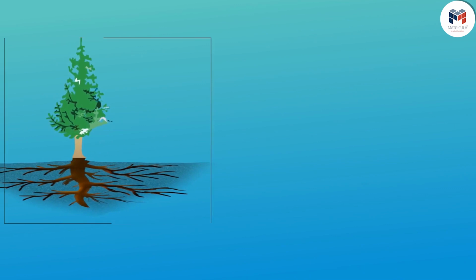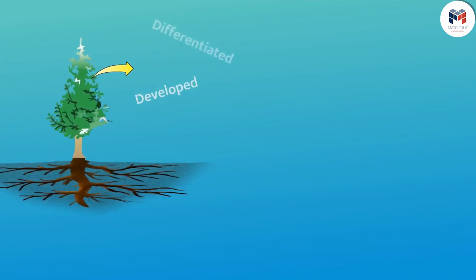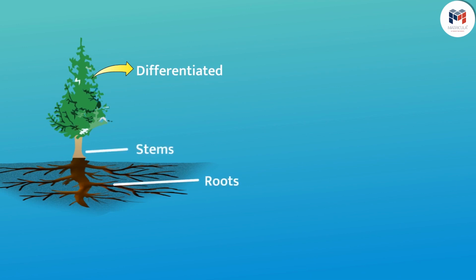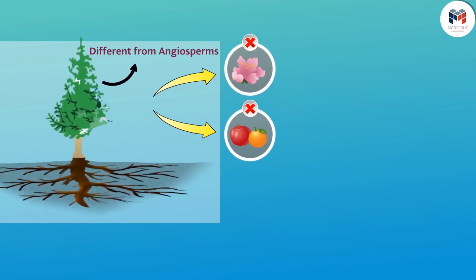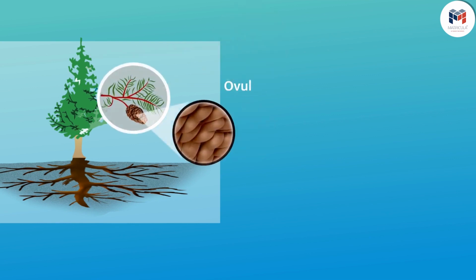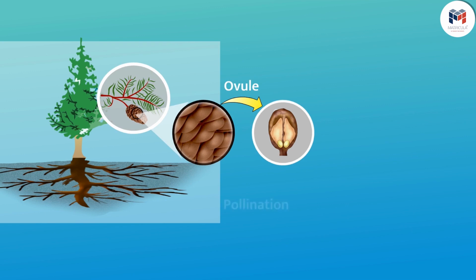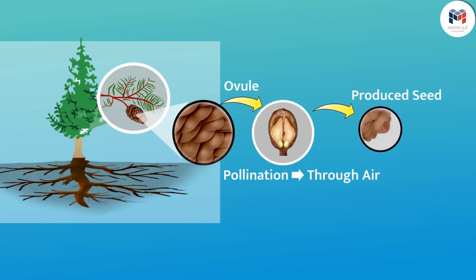The body of gymnosperms is fully developed and differentiated into different parts like root, stem, leaves, etc. But they lack flowers and fruits. The lack of flowers and fruits makes them different from angiosperms. Since gymnosperms do not have flowers, ovules are in the open state. Pollination is mainly through air. The seeds produced after fertilization are also in open state.